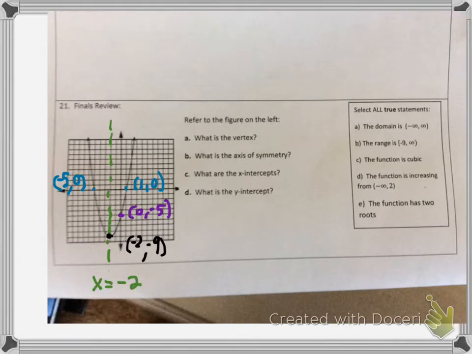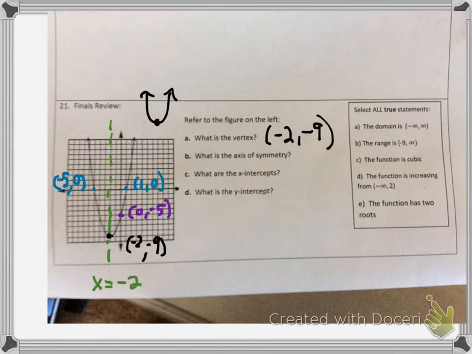For 21, we are looking at a quadratic graph, and we're answering a couple questions about it. For part A, what's the vertex? The vertex is either the highest or lowest point. Because it opens up, it would be the lowest point here. And I labeled that in black at -2, -9.